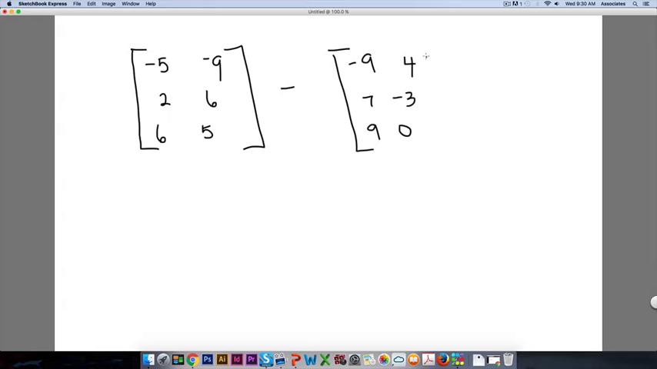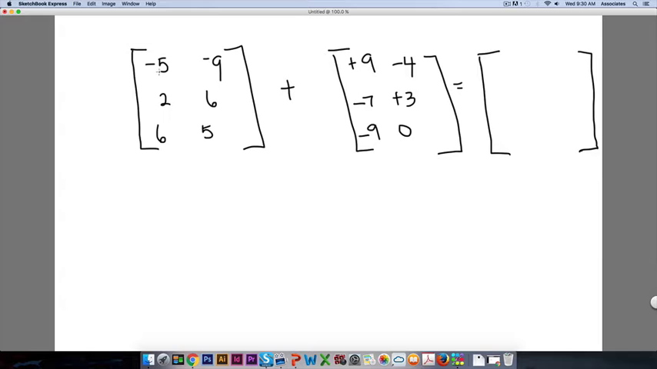Now, when I subtract, I remember way back in Algebra 1 and 2, my algebra teacher taught me that there's no such thing as subtraction. We always add the opposite. So I'm going to change this subtraction sign into addition, and change everybody's sign in this matrix. If it's negative, I change it to positive. If it's positive, I change it to negative. And then all I have to do is add the corresponding elements.